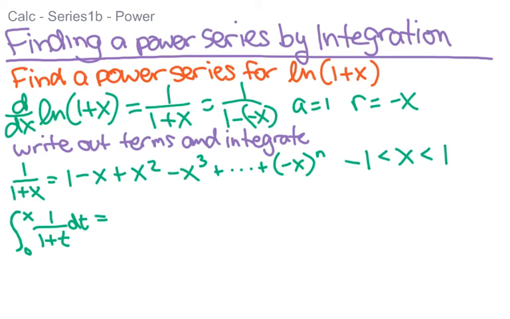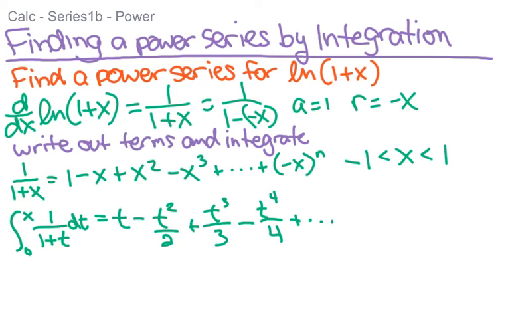So the antiderivative of 1 is t. The antiderivative of x is t squared over 2. Wait a second, why did the x just turn to a t? That's because now we have to think about all of these terms as t's. No big deal, just stick with me here. The next one would be negative t cubed over 3, and minus t to the 4th over 4.